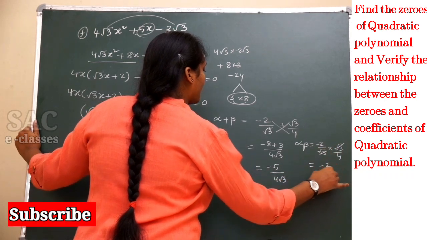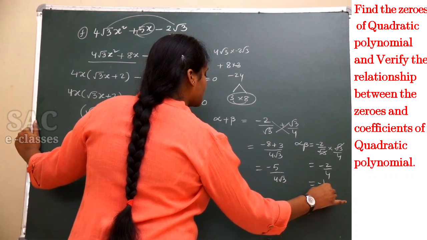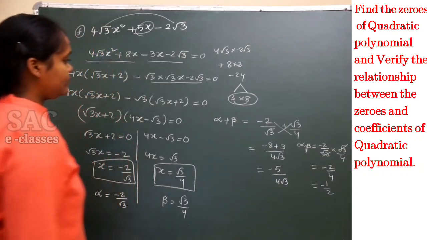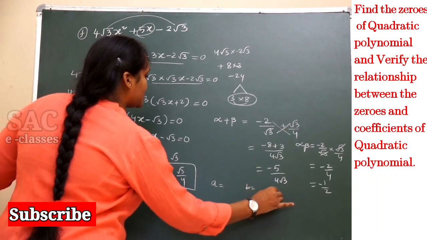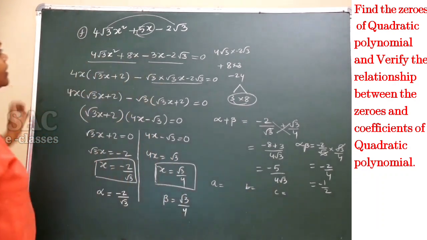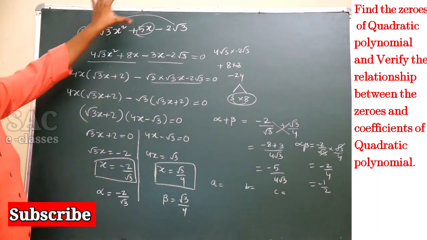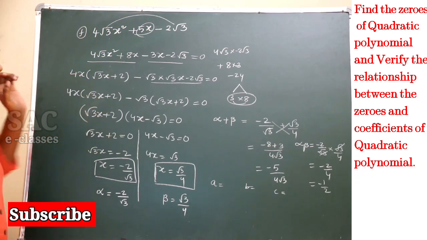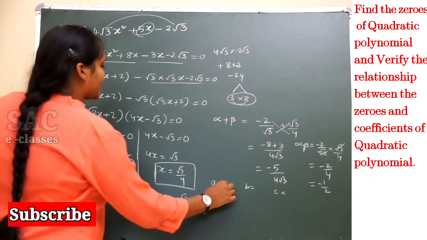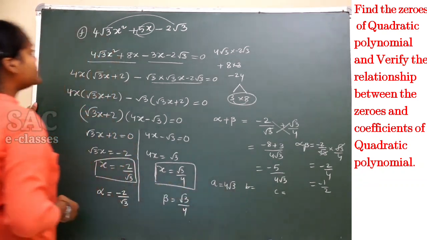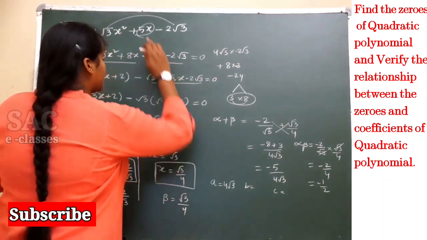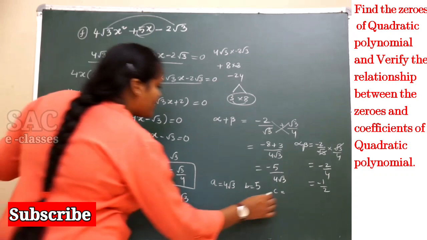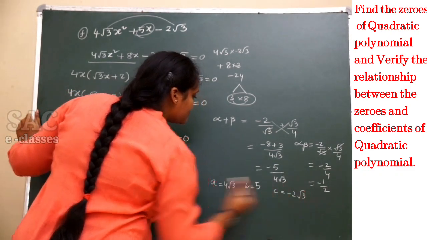Minus 2 by 4 will give you minus 1 by 2. Clearly, if you verify that, you will get the a value, b value, c value whenever you compare the given equation with the general form of a quadratic polynomial, ax square plus bx plus c. So the x square coefficient we take as a, which is 4 root 3. We take the linear term, that is the x coefficient, as b, which is 5. And the constant term c is minus 2 root 3.